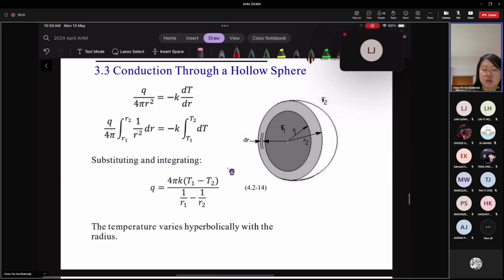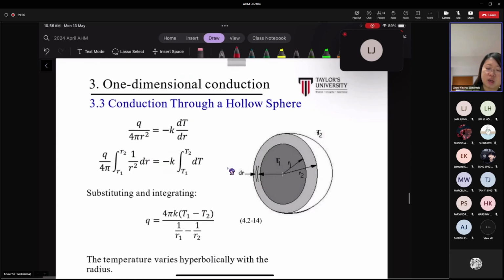Let me just go through it quickly with you. Q over 4 pi r squared equals negative k dT/dr. If you notice, we are writing it as the one that is not a partial derivative because your temperature only varies in the radial direction. If your temperature varies in more than one direction, then it will be expressed as a partial differential equation, which you learn later when you are introduced to the equation of change of temperature. Now let's solve this.